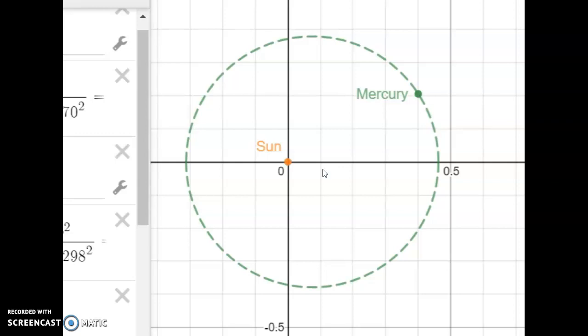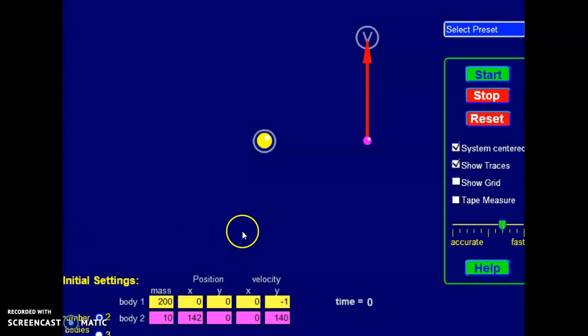All right, I'm going to go on to website D, which is the coolest of all. That's the solar system simulation from PhET, Physics Educational Technologies. So here it is, and this is the way that it opens, and I'm going to take this little slider and push it all the way over to accurate, which means it's going to be relatively slow.